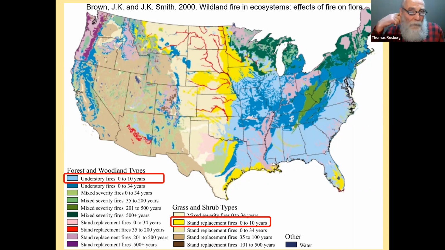And I know there's been a lot of fire scar work done in Missouri. Now, what I want to show you here is that you can see that we've got, again, understory and mixed severity, and then stand replacement over here. And these are forest and woodland types, of course, as we said. Stand replacement, in a forest, means the entire forest burns, of course.